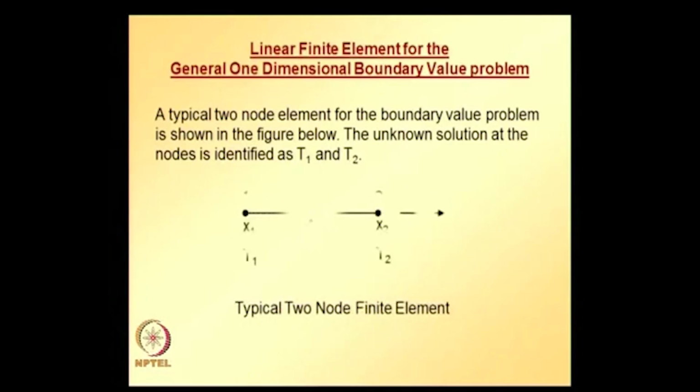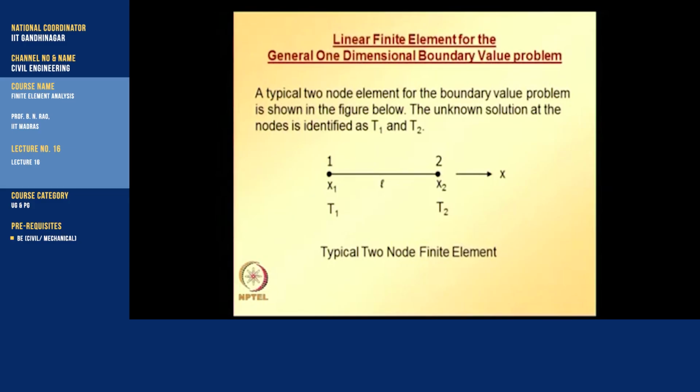A typical 2 node element for the boundary value problem is shown in figure below, having 2 nodes, node 1 at x1, node 2 at x2, length of the element being L, field variable value at node 1 is T1, field variable value at node 2 is T2, and the positive direction of the coordinate system x is also indicated in the figure. So, this is the typical 2 node element for the boundary value problem that we are going to solve. The unknown solution at the nodes is identified as T1 and T2.